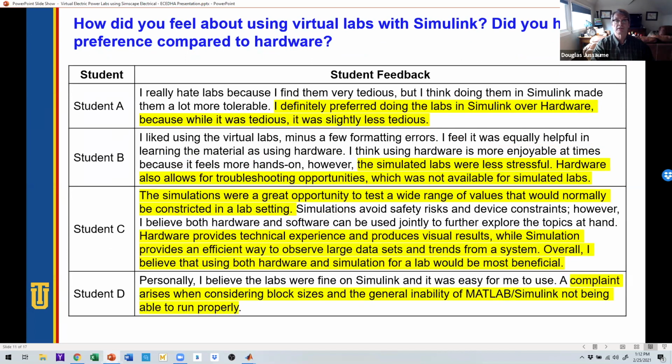The second question you ask, how do you feel about using virtual labs with Simulink? Did you have a preference compared to the hardware lab? Well, they felt that the virtual labs were less tedious, less stressful, but most importantly, it gave them an opportunity to test a wide range of values. However, considering all that, they still felt very strongly the need to have a hardware lab to give them the experience in building a circuit, troubleshooting it, and so forth.